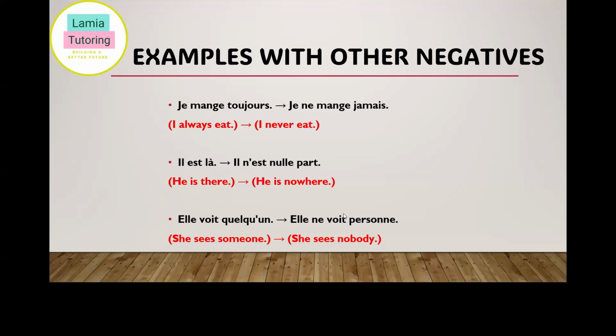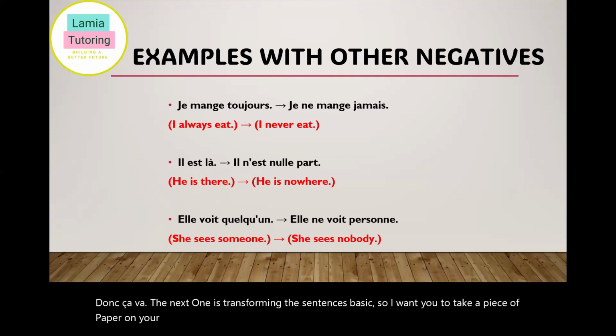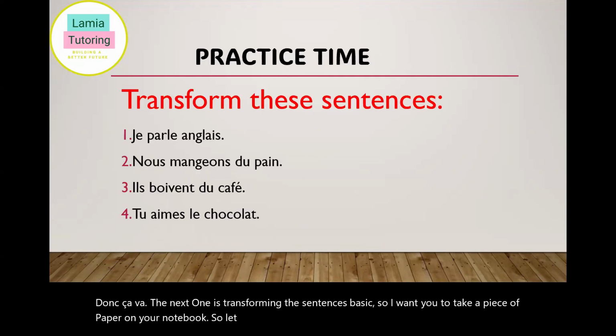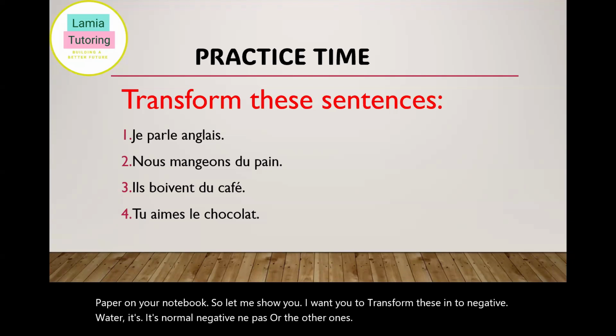Okay. So the next one is transforming the sentences, basically. I want you to take a piece of paper or notebook. Let me show you. I want you to transform these into negative, whether it's normal negative, ne pas, or the other ones. Same thing as yesterday, send it to me on WhatsApp as soon as you're done.